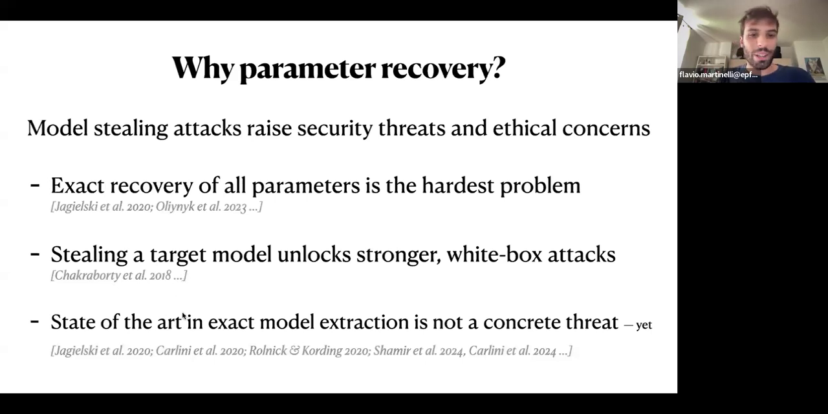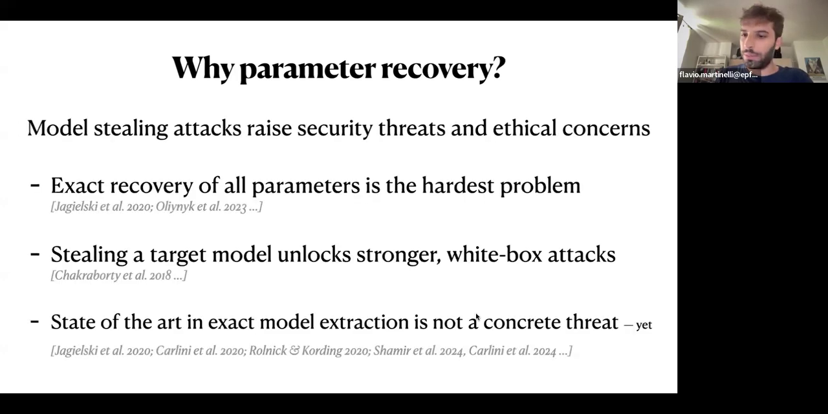On the good side, the state of the art in exact model extraction is not a concrete threat today. Here I'm citing a few papers, and actually there aren't that many more. People in the field usually reconstruct networks of maybe 100 or 200 neurons maximum, with maybe 2 to 3 hidden layers. So they're relatively small networks, and I don't know if they're actually used in practice, which is why I say it is not a concrete threat. For the moment, all of the papers I'm citing share a very similar technique that only works on ReLU networks, while today we will show something that works for any common activation function.